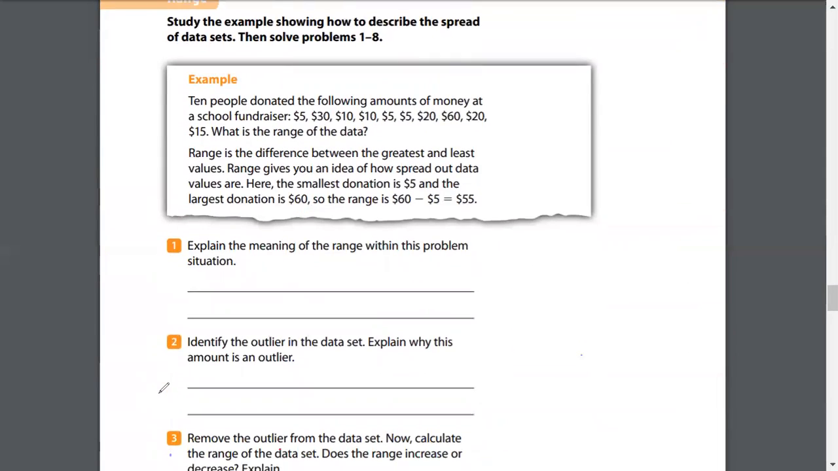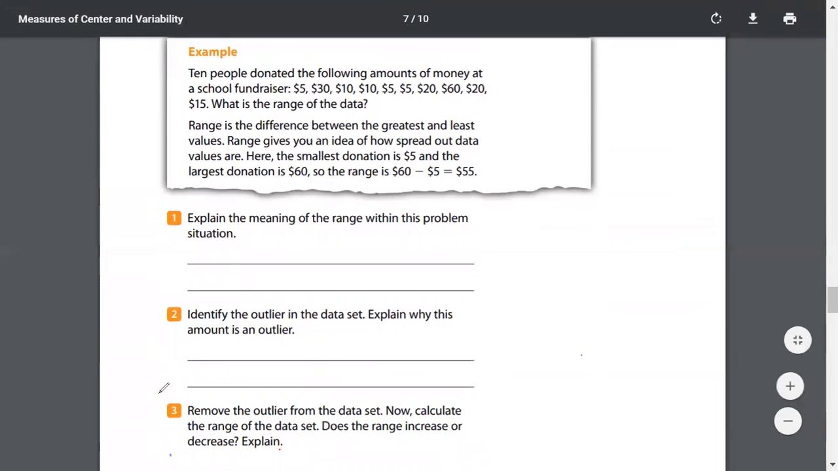Range. So 10 people donated the following amounts of money at a school fundraiser: 5, 30, 10, 10, 5, 5, 20, 60, 20, and 15. These are all dollars. What is the range of the data? So just looking at it, you need to identify the biggest number and the smallest number. So let's highlight those.